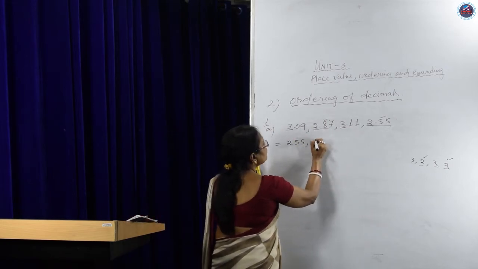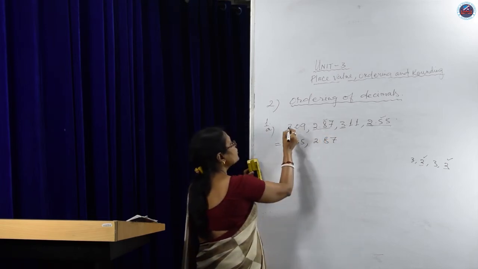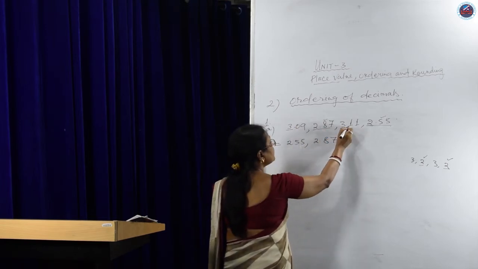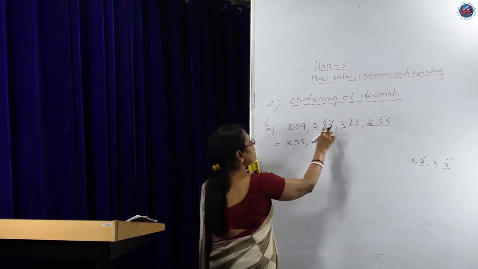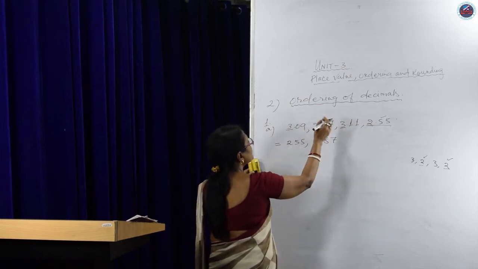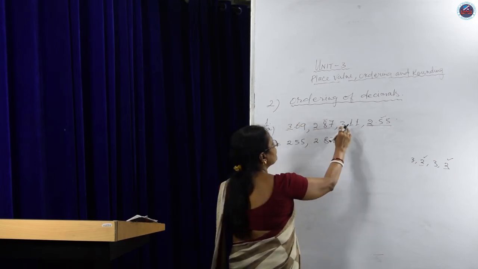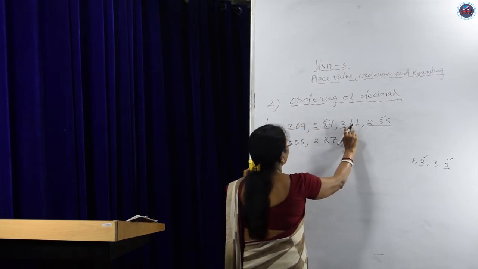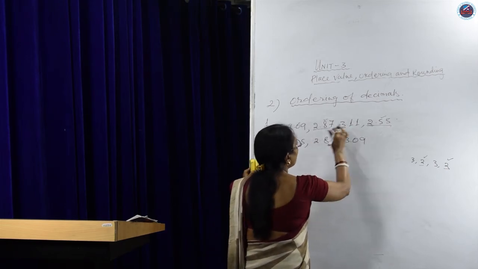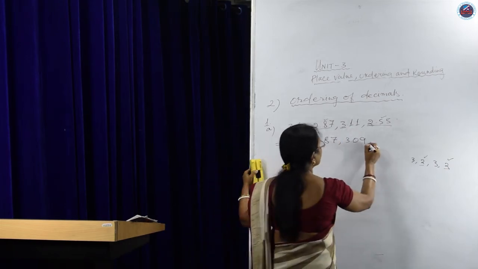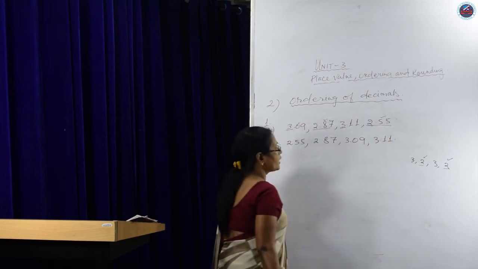Next comes 2.87, and after that you have to go for 3.09 and 3.11. In a similar way, since their whole numbers are the same, you have to look at the tenth digit. Here it is 0, and for this number it is 1. So naturally 3.09 will be smaller than 3.11. So 3.09 and next will be 3.11.